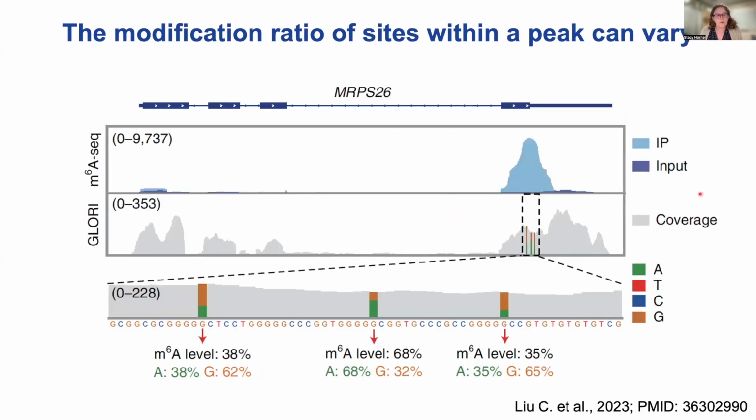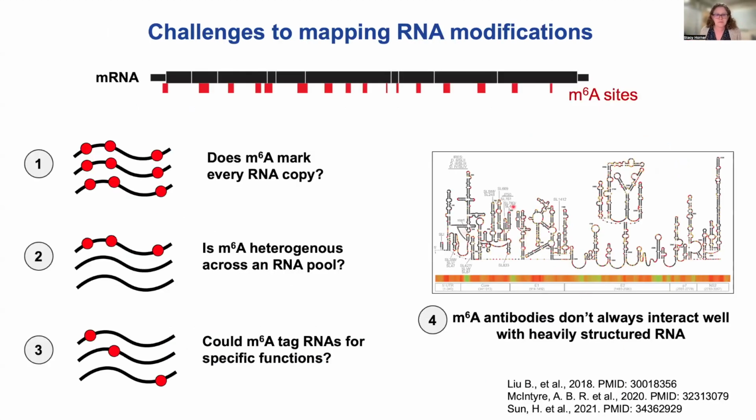This paper also told us that the modification ratio of sites within a peak can vary. If you have a peak that looks like this, it actually found that within this peak there were 3 different M6A sites. Sometimes they were modified at 38%, but sometimes 68%. Likely that's not because of an individual RNA molecule; this is actually a combination or a snapshot of all the RNA molecules for this particular transcript or gene. So let me show you what that looks like. And this underlies some of the challenges to mapping RNA modifications.